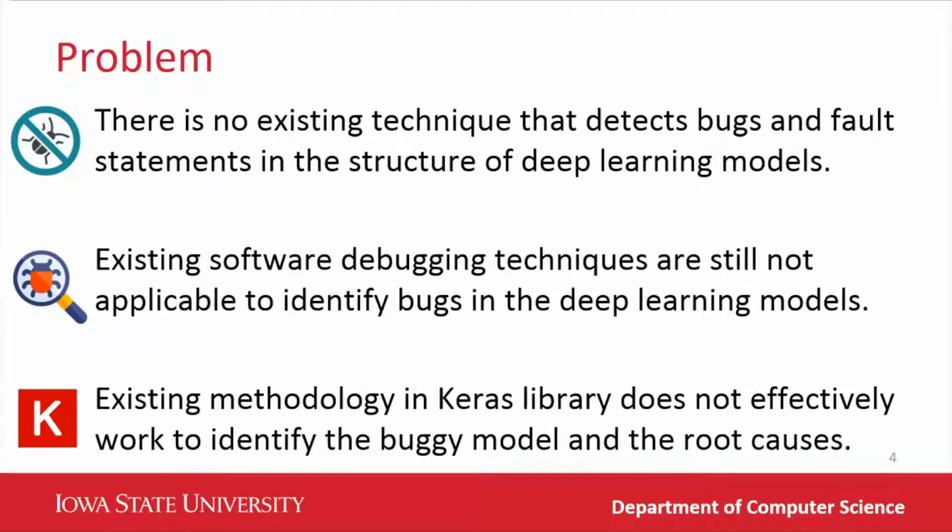Despite the growing number of software debugging techniques, there is no existing technique that detects bugs and fault statements in the structure of deep learning models. Existing software debugging techniques are still not applicable to identify bugs in DNN models because traditional software programs and DNN models have fundamentally different structures. Existing methodology in the Keras library doesn't effectively identify the bugs and the root causes, as we have shown in the previous example. To overcome these challenges, this work introduces an approach that detects and localizes faults in DNNs.